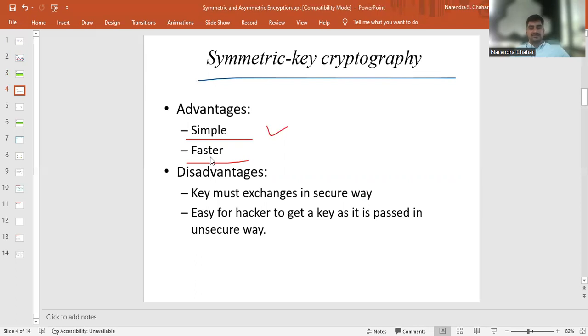Now, what are some disadvantages? The first thing is that we are ensuring there is a shared key and the sender and receiver can send and receive data securely. But what about the security of that key when it is shared? When the key is shared, is it secure or did someone steal it? We must ensure that the key exchange happens in a secure way. If it is transferred in an unsecure way, then a hacker can hack it.